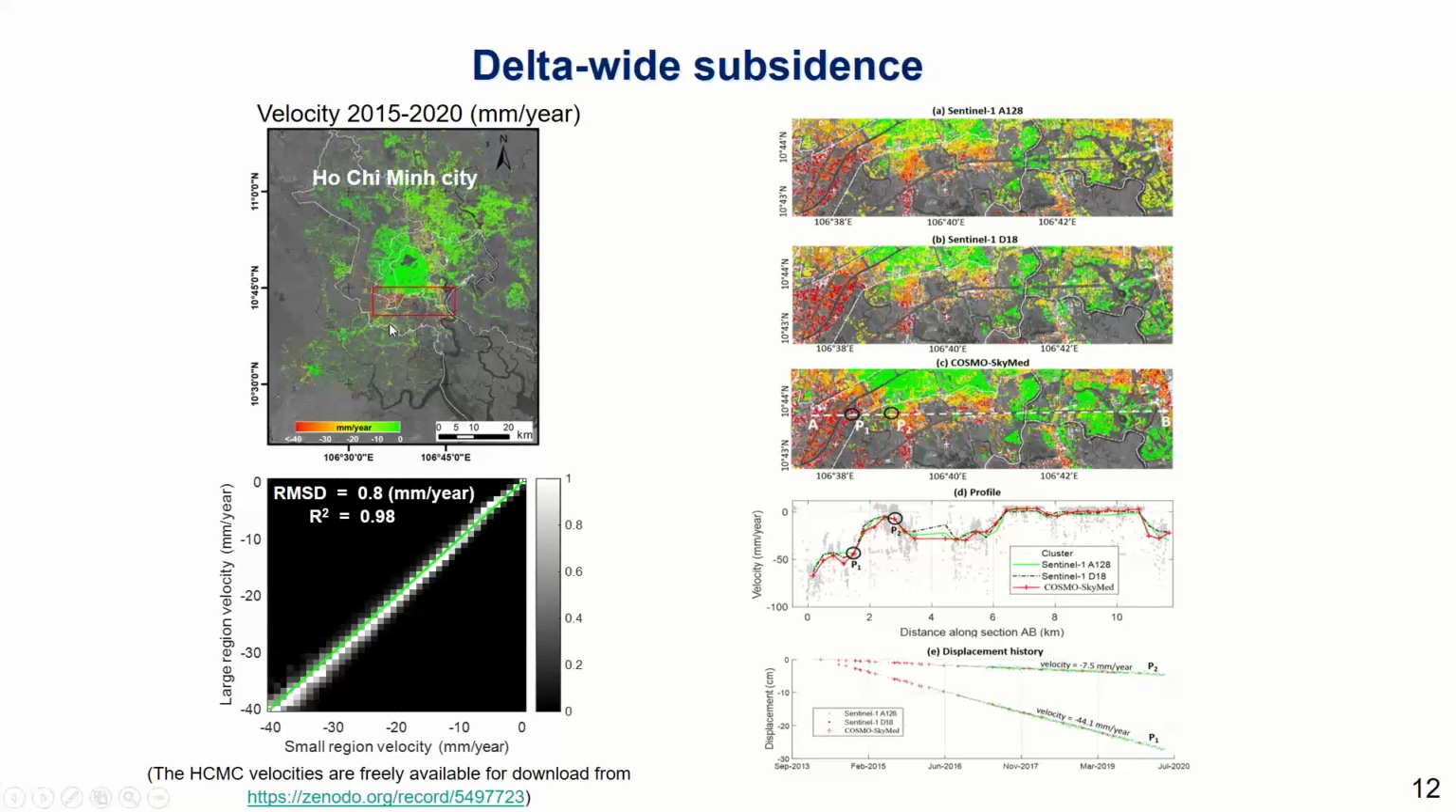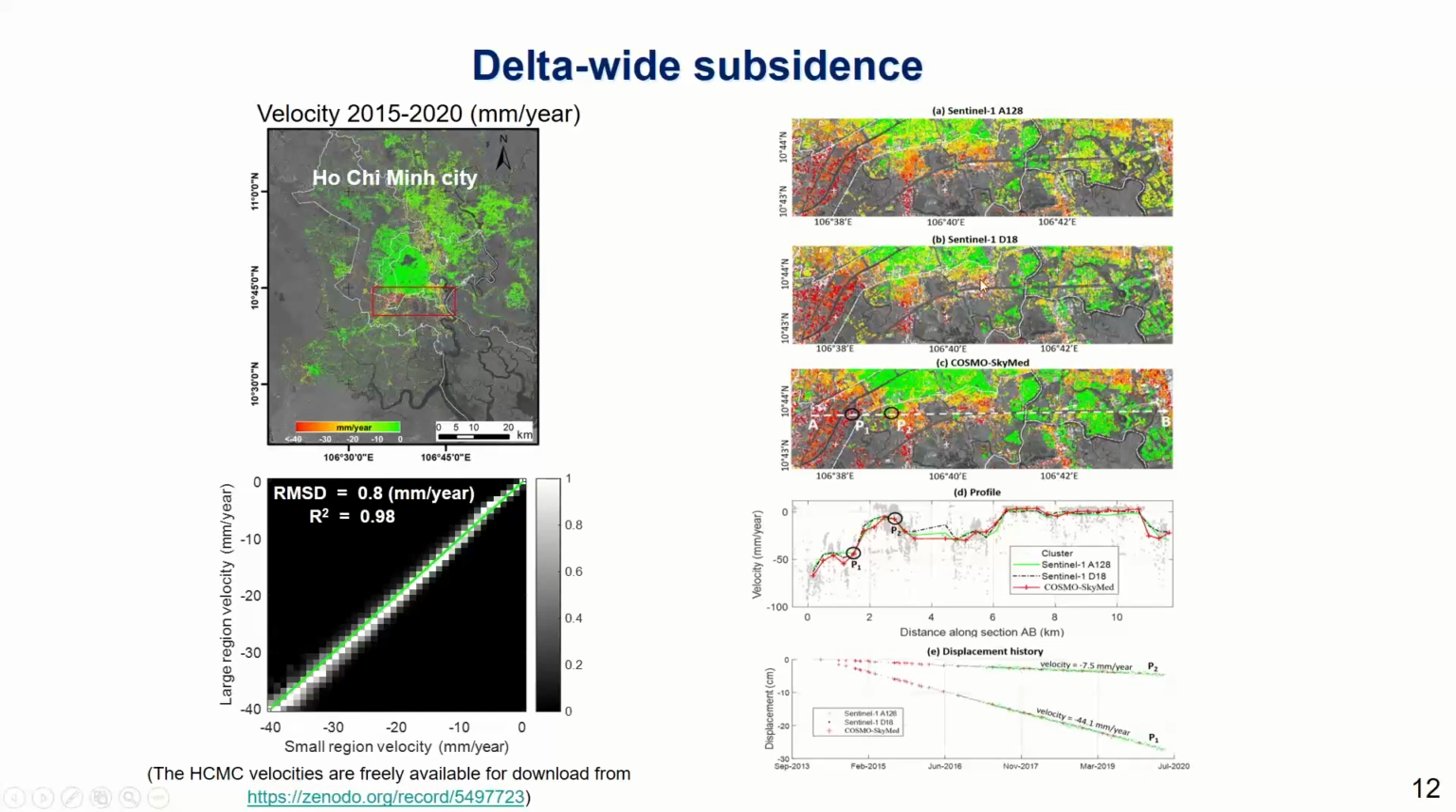So here we try to appreciate this zone because this one is very critical in Ho Chi Minh City. You see in the inner part of the city, it's quite stable. It's just green, so it's stable. The rest is quite unstable.